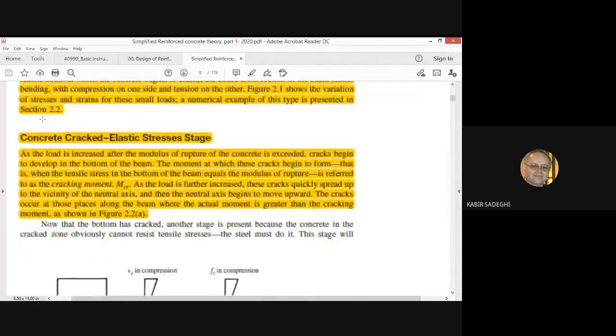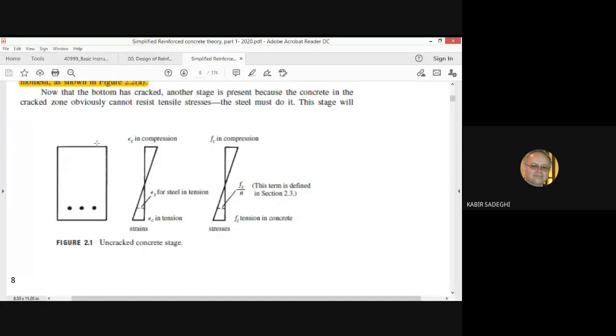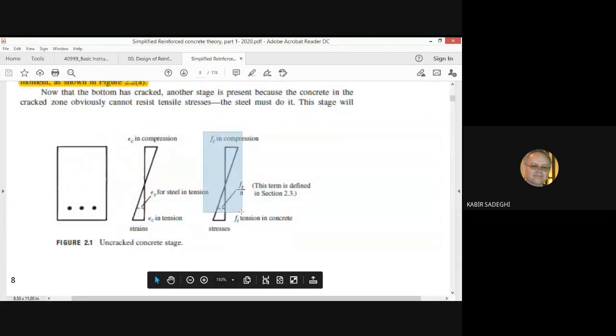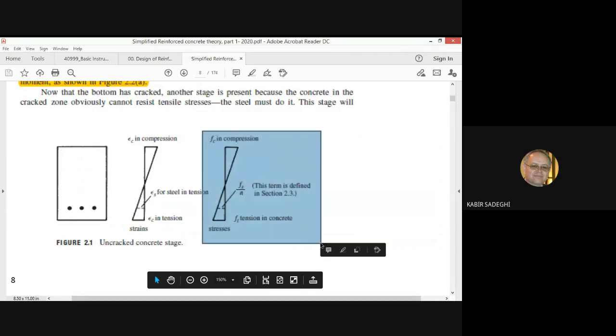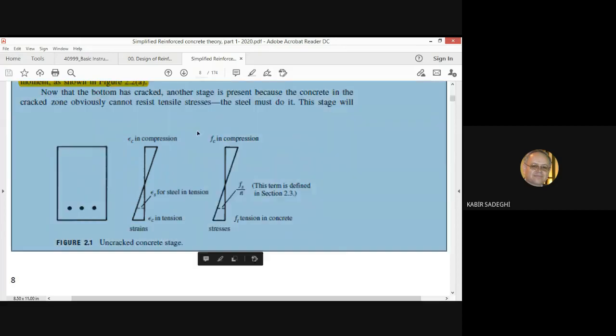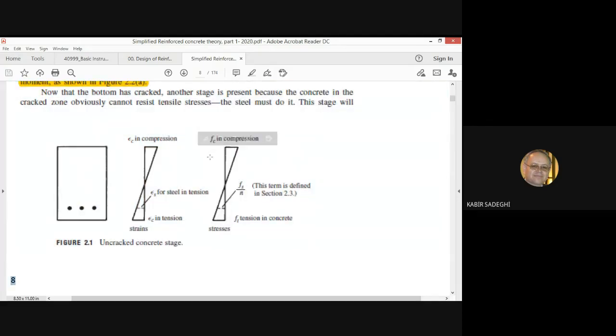And after that, there is the concrete elastic stress that you see in the figure for a section of a beam. You see that the stress diagram is linear and is not cracked. It's linear in tension and compression. And this shows the strain, which we always consider as linear. But stress, when we increase the load, will become non-linear.